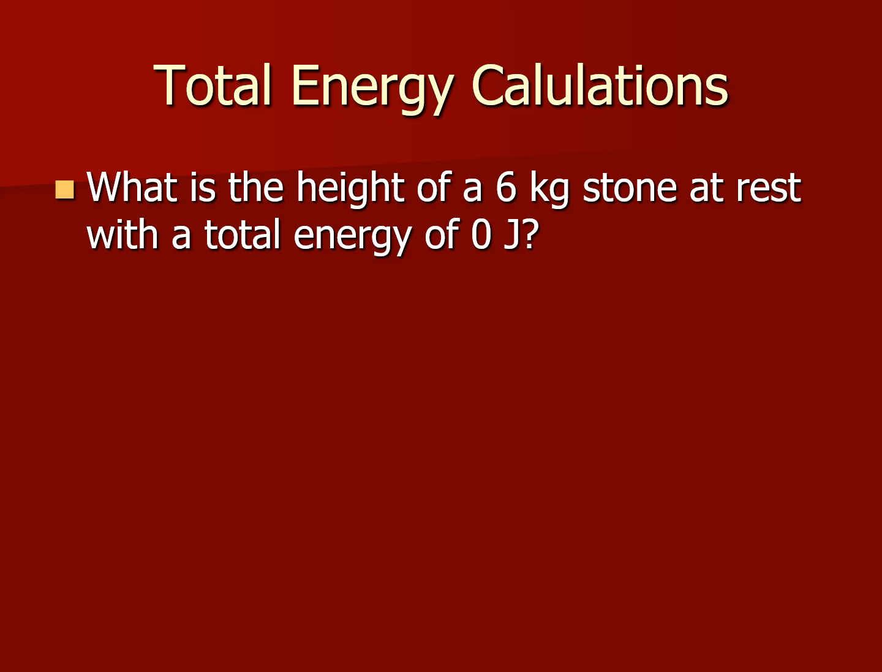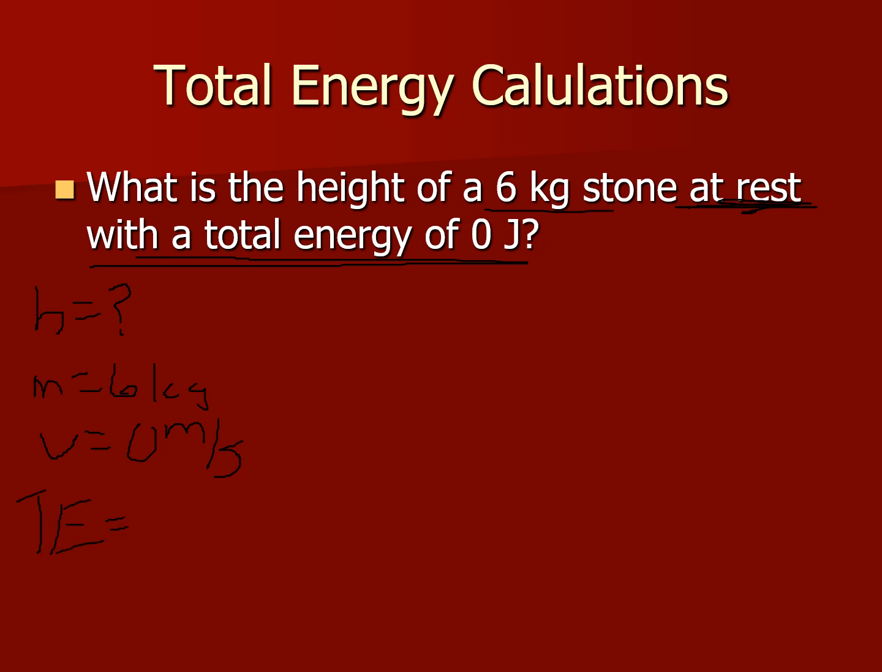Okay, so here's another one, a little bit trickier because it says, what is the height? Height equals question mark, 6 kg. Okay, so 6 kg is mass. Stone at rest. Oh, when I see at rest, that's telling me something. That's telling me that the velocity is 0. That is very important. That's kind of why I'm going through this again. With a total energy of 0. Wait a minute. Hold on.